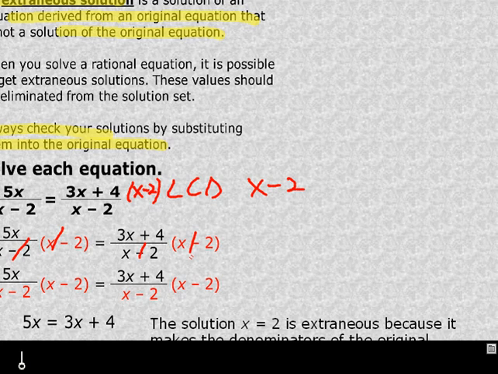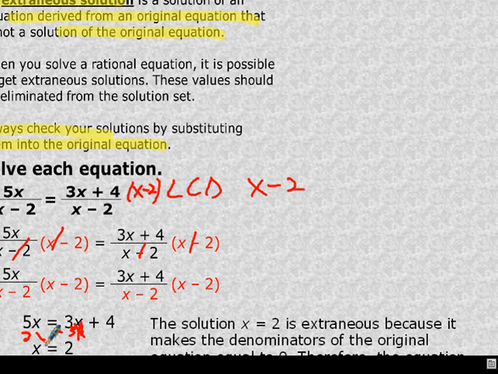This is a linear equation. Hopefully we know how to solve this. Subtract 3x, and you get 2x equals 4, or x is equal to 2.